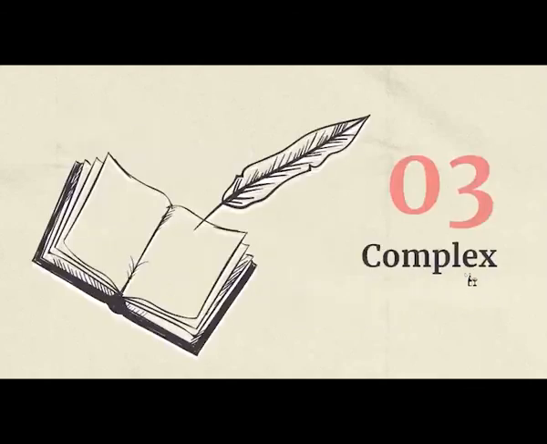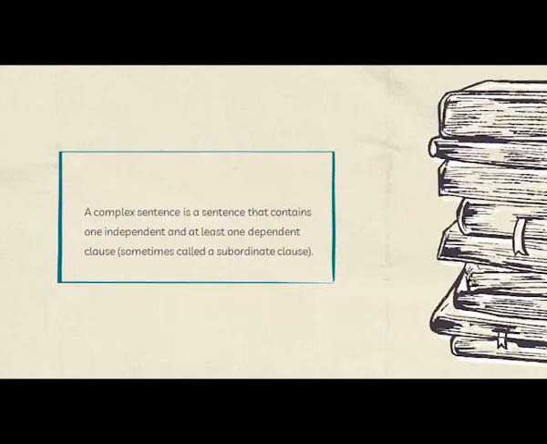A complex sentence is a sentence that contains one independent and at least one dependent clause, sometimes called a subordinate clause. Like what I already explained in a compound sentence, an independent clause is a phrase that would make sense if it were a sentence on its own, whereas a dependent clause will not form a sentence on its own. But when these two types of clauses appear in a sentence, we create a complex sentence.